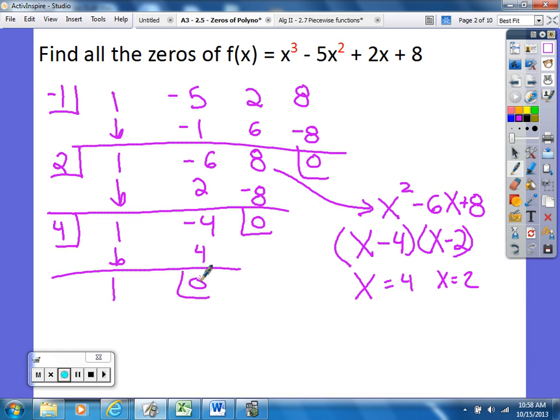Now, I don't care which way you decide to do, but they're not all going to come out nice and pretty where Sparta can easily do all 3 this way. So he's probably going to have to factor at some point or set it equal to 0 at some point. Okay? So we just proved 3 zeros: x equals 4, x equals 2, and x equals negative 1. We proved it because we got the remainder of 0.